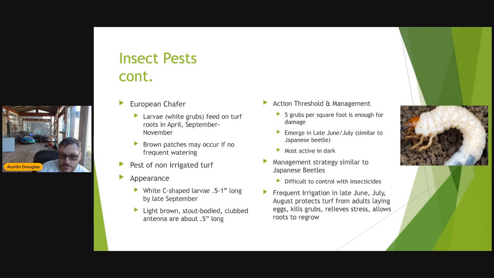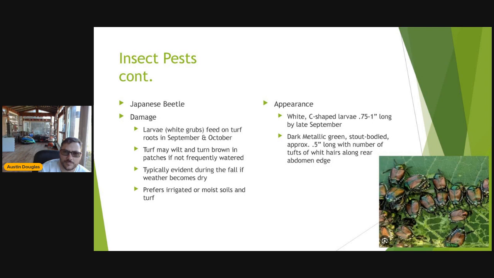You're also going to relieve, like I said, the stress of that turf that roots have been chewed on. You're going to provide water for what roots it does have left and allow it to grow new roots. So this is pretty critical. If you're having an issue with European chafers, irrigation is definitely your friend.